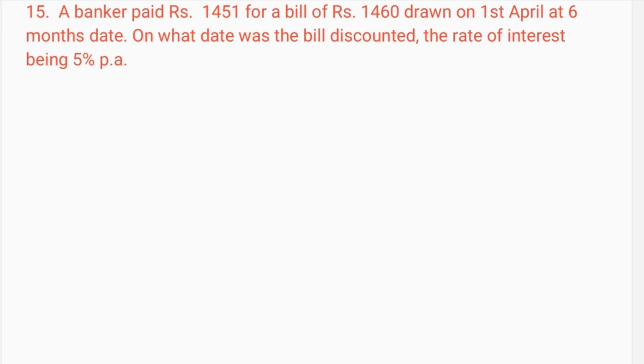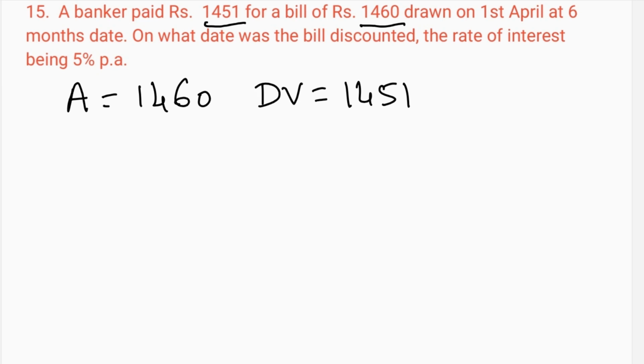The next problem: a banker paid rupees 1451 for a bill of rupees 1460. So the bill was for 1460, he has paid 1451. That means the amount was 1460, discounted value was 1451. Given, the bill was drawn on 1st April at 6 months date. On what date was the bill discounted? The rate of interest being 5%. So R is 5%.